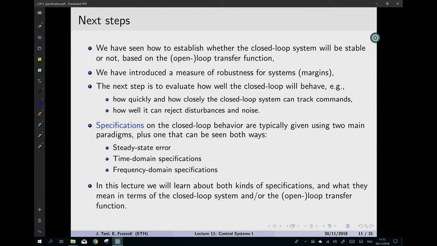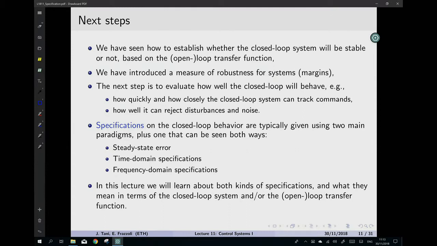Then we introduce some other specifications. A performant system is a system, for example, that manages to attenuate noise very well. Every time we measure something, we will have some noise that is fed into the feedback loop. And noise is typically something nasty and has high frequency. And so a good control system tends to at least not amplify this noise, because it would end up disturbing everything.